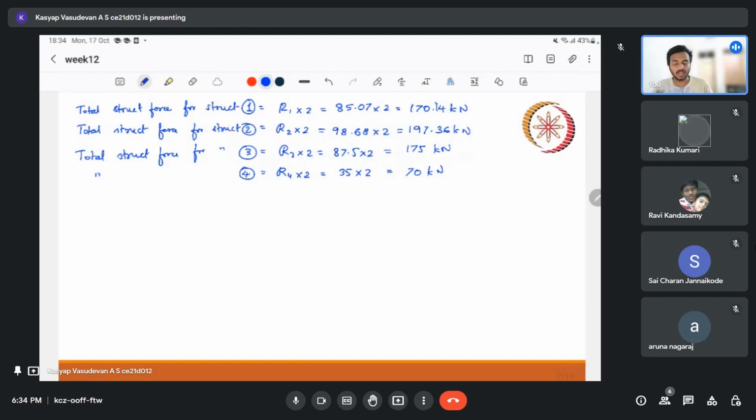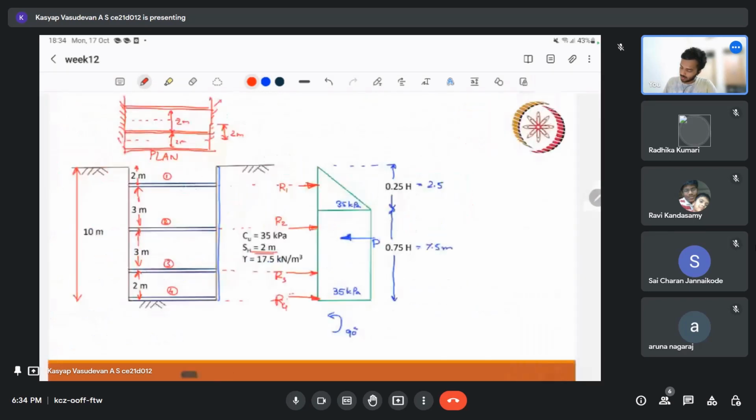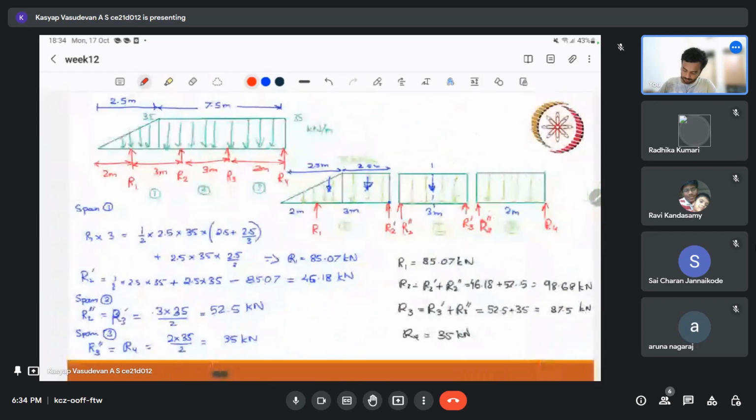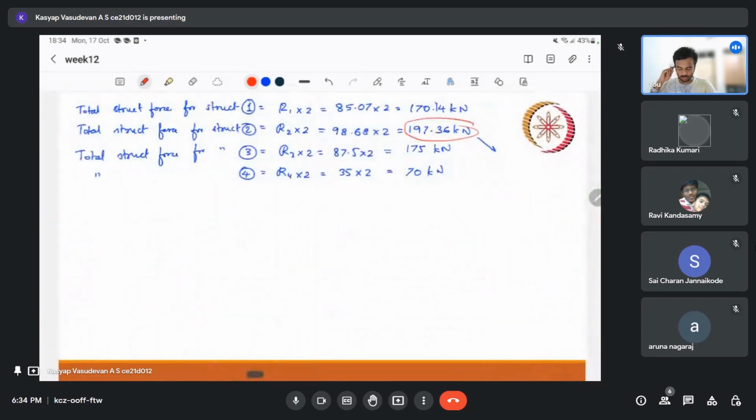Now, as a geotechnical engineer, we can tell the contractor that we need a strut that can resist the compressive force of the highest one. We can choose the highest one, which is strut 2. So at least we should give a member that can resist the compressive force of 197 kilonewton.